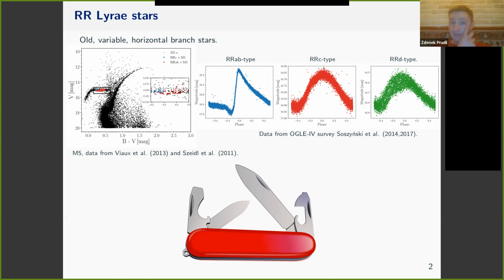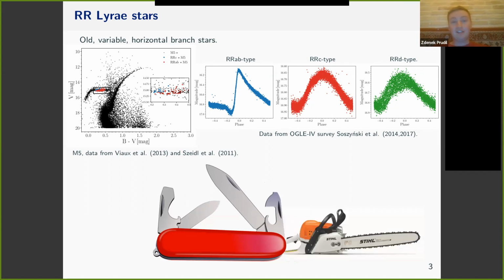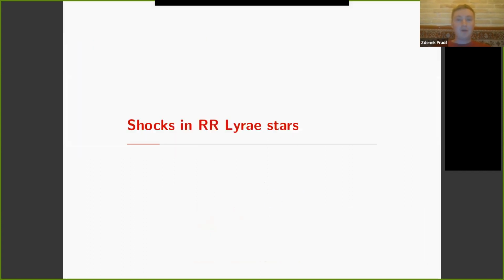There are, of course, different subtypes, and throughout this talk, I will be talking about fundamental mode RRL stars, these very sawtooth-shaped light curves, the most numerous subtype. And in our field, we often try to improve these individual useful features of RRL stars. And I think what could be in the future, particularly with the shocks, is that we could add a little bit more power tools towards RRL stars.